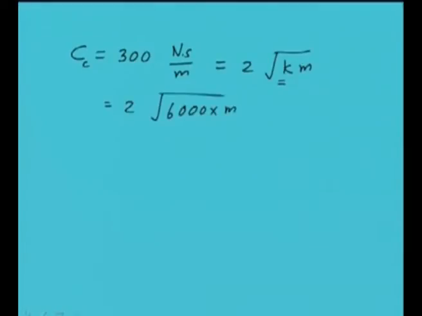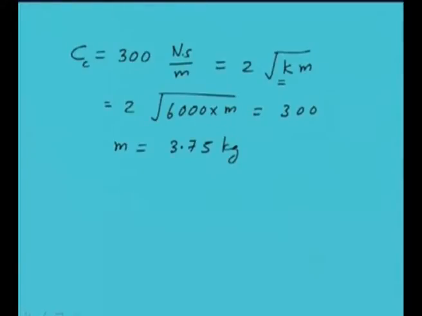Now let us first obtain the mass. For that we have the critical damping parameter, which was 0.3 Newton second per millimeter. Now we write it in terms of meters, as Newton second per meter, and this is given as 2 times the square root of stiffness into mass, and we know the stiffness, that is 6000 Newton per meter. If you substitute this here, that is equal to 300. M can be obtained. Mass will be 3.75.